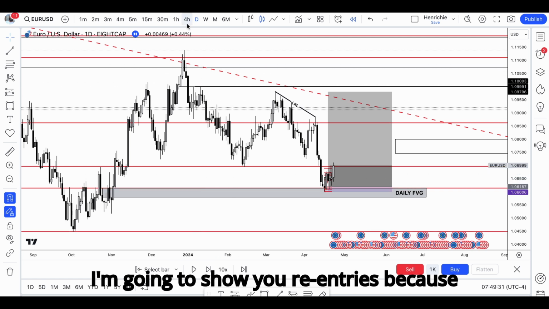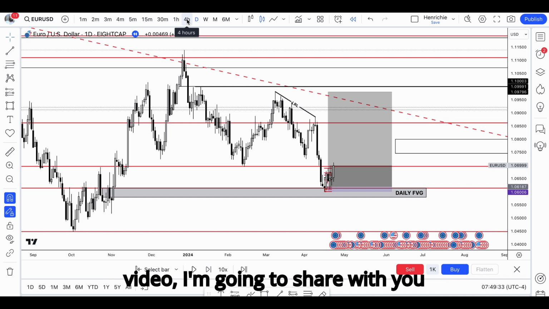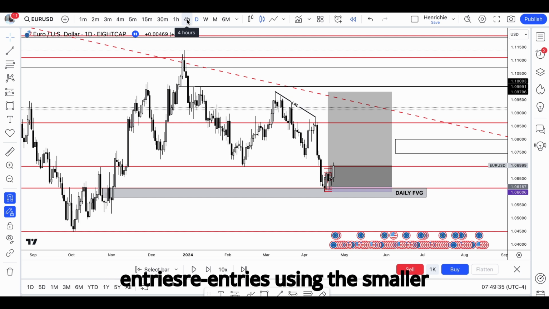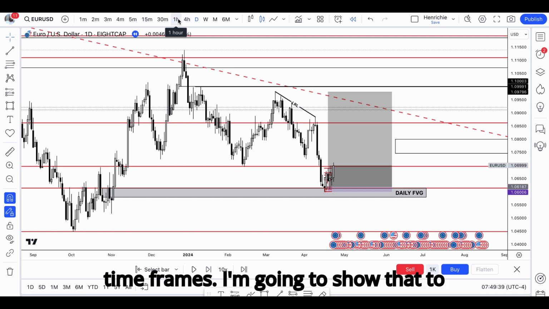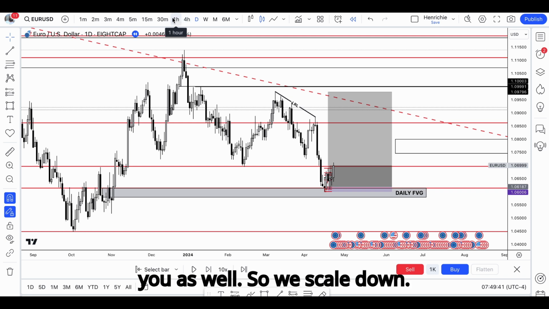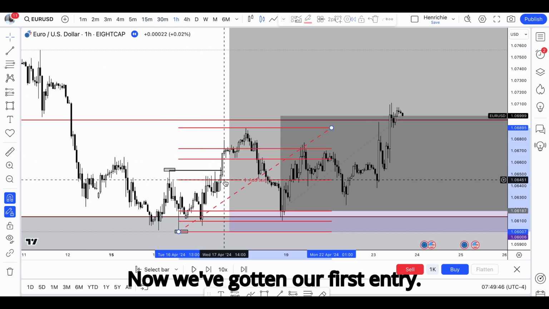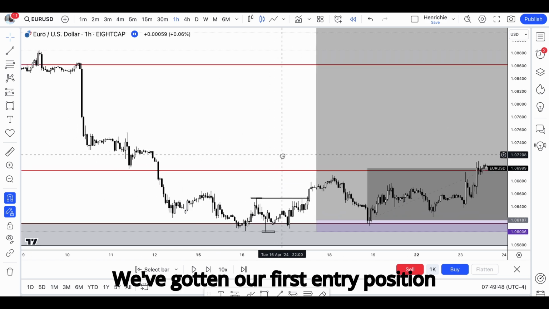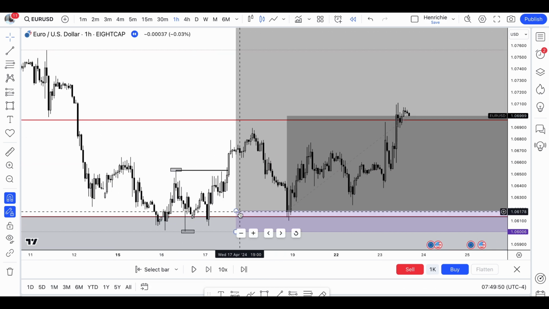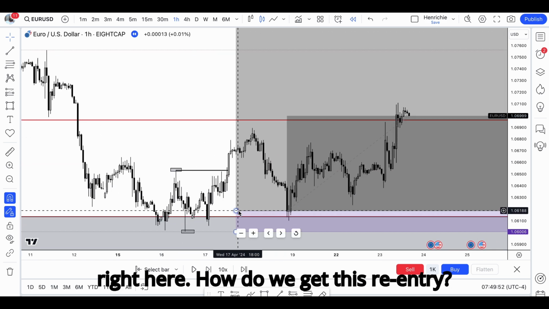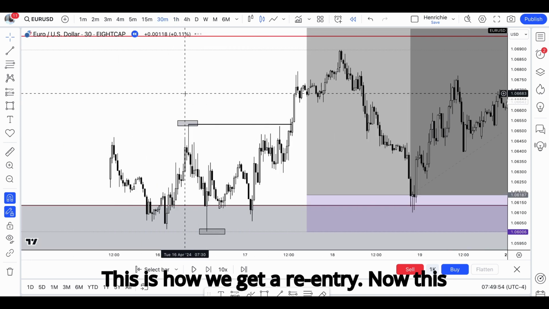I'm going to show you re-entries, because I promised you in the beginning of this video that I'm going to share with you entries and re-entries using the smaller time frames. I'm going to show that to you as well. So we scale down. Now we've gotten our first entry position right here. How do we get a re-entry? This is how we get a re-entry.